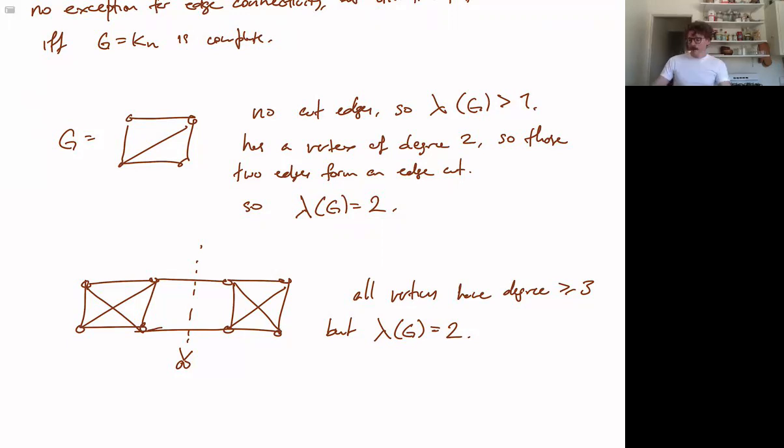So now we have paths and connectivity, and we also have vertex and edge connectivity to give us a more refined idea of how highly connected a graph is.